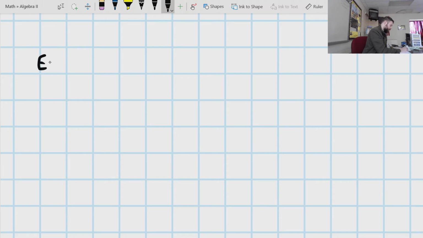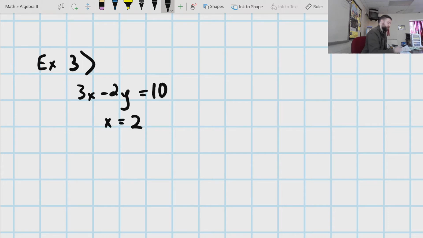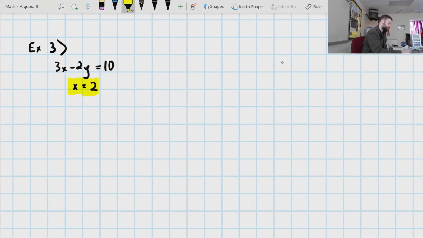Well, example 3, I've got 3x minus 2y equals 10, and x equals 2. So those are my two graphs. Anytime you have x equals number, it's a vertical or straight up and down line at that x value. So we're going to graph that guy first because it's going to be the easiest one to graph. And if you haven't seen it before, it's a great way to look at it.